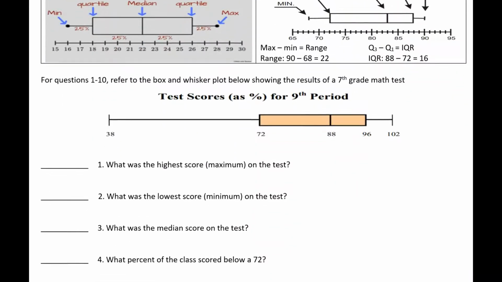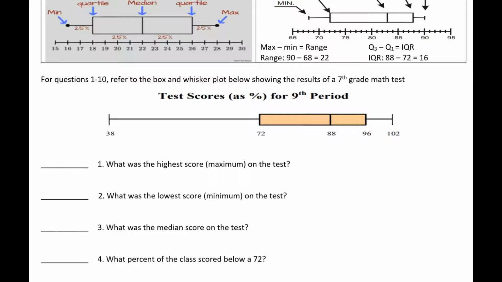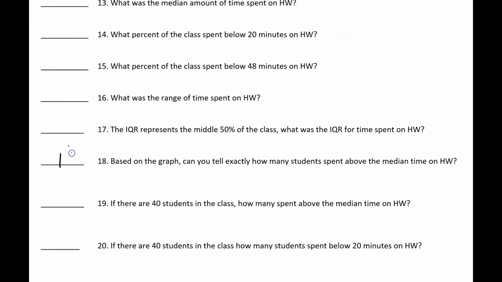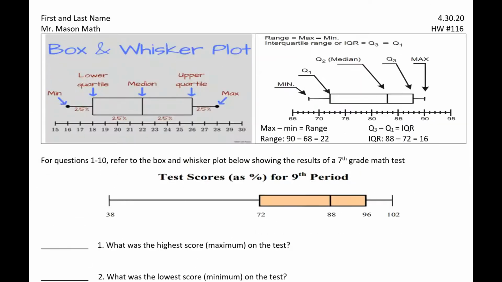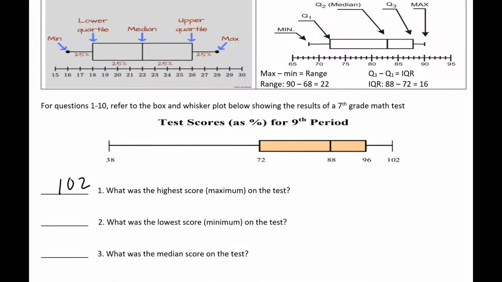For question 1, it says, what is the maximum score on the test? Well, you'll notice that somebody got a 102. That was the highest score. So you're going to write out the question, and then on that line, you're also going to write out 102. You've already copied down this graph on your paper as well.